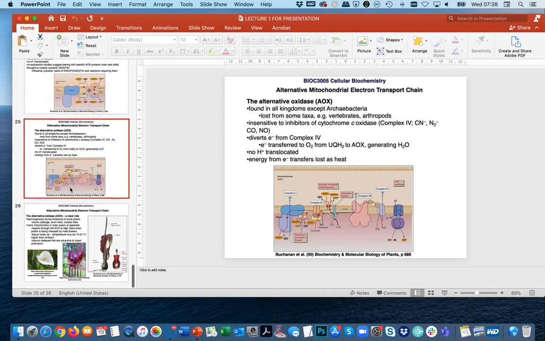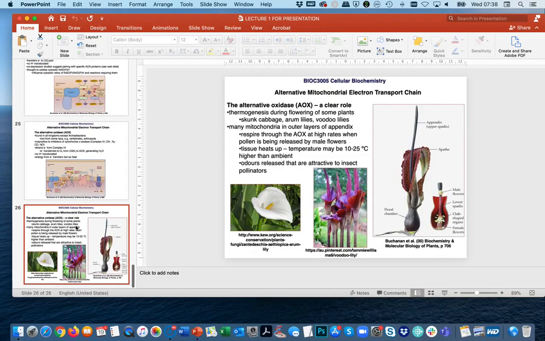An example of this heating from the alternative oxidase, taking up electrons and passing those electrons to oxygen, is found in the thermogenesis that happens during the flowering of some plants. So here's a clear role of the alternative oxidase.